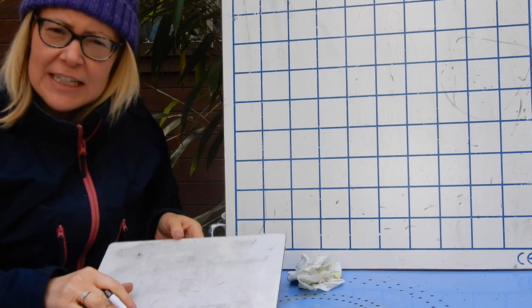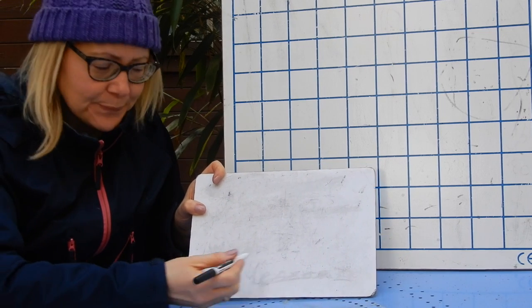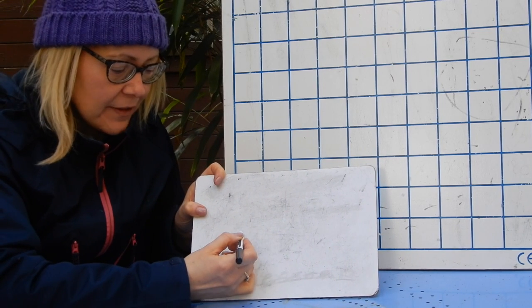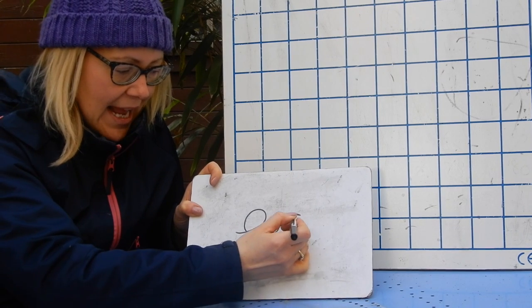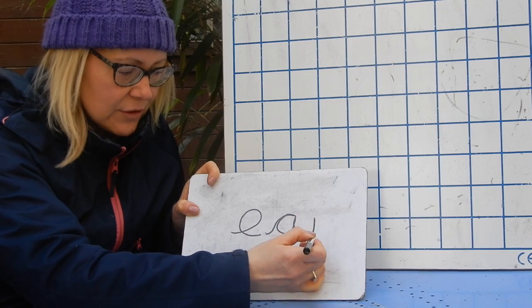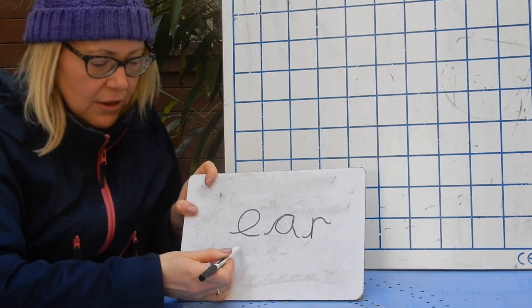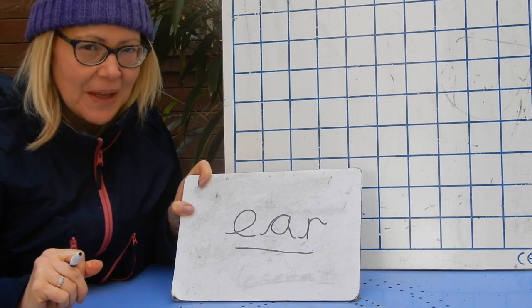So pause the video if you need some thinking time or some writing time, but I'm going to do it with you now, okay? So the ear trigraph is an E, followed by an A, and last of all R. Those make the ear trigraph, okay?